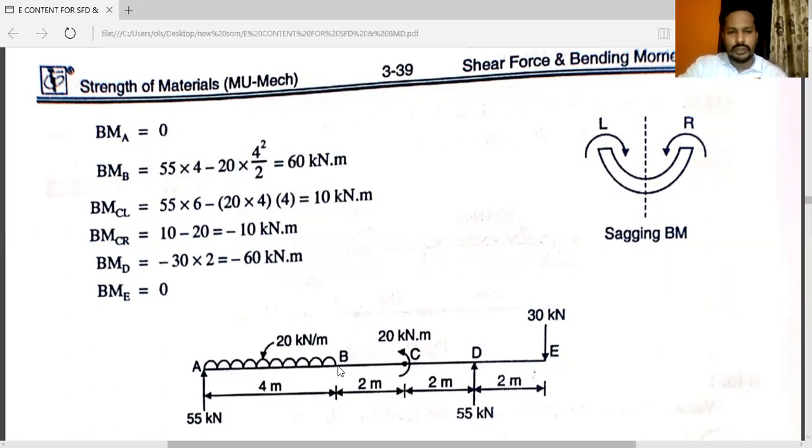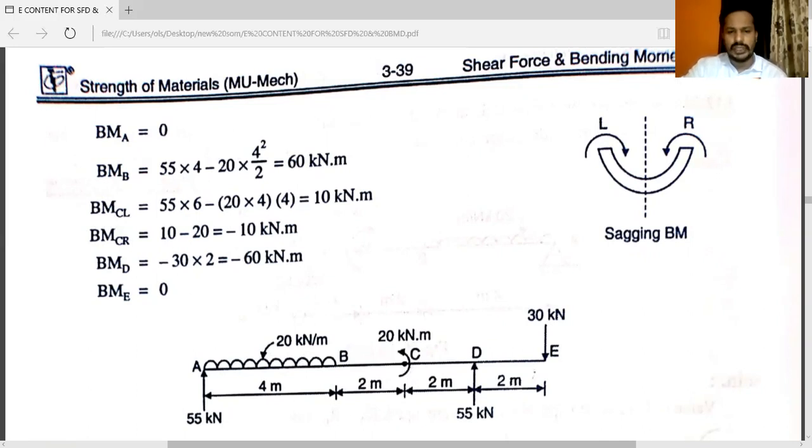Section is here, and the left side force is moving in anti-clockwise direction. So minus 20 into 4 square by 2. Say at point C, this is a very important point from this problem. Here the additional moment is given. So first of all, you have to calculate C just to the left and C just to the right.